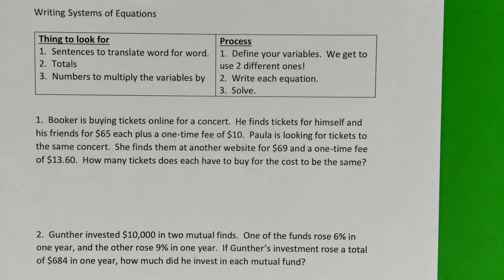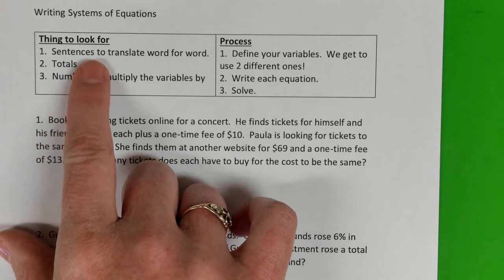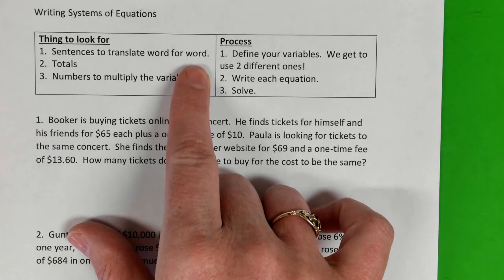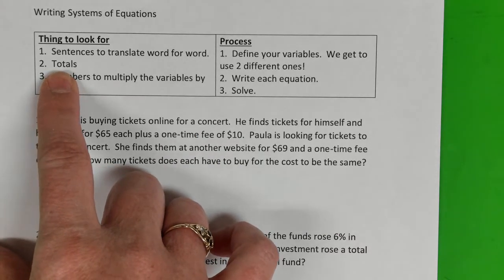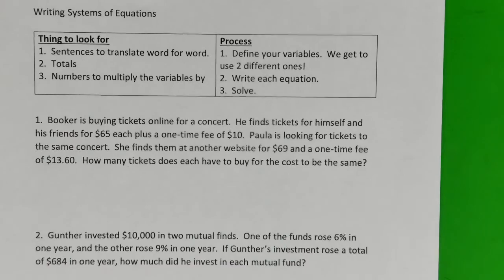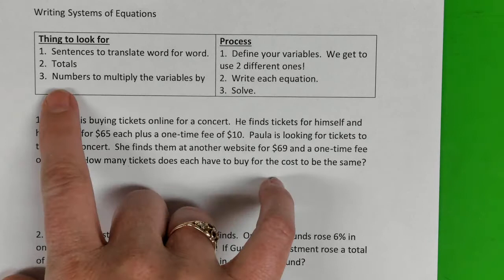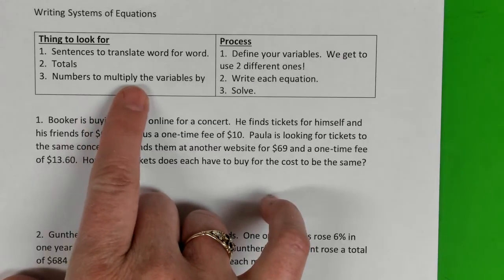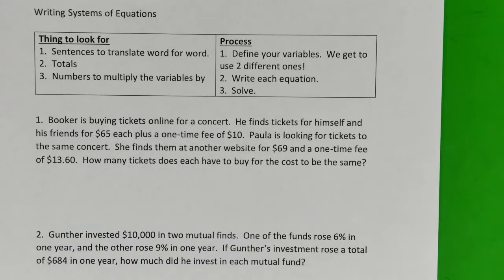Okay? So as we look at these 4 word problems, I want you to think about, is the word problem giving us sentences that we can translate word for word? Is the word problem giving us totals, like total amounts, a total cost, a total amount of tickets, a total amount of nuts, or whatever you're going to see. And then also I want you to look for numbers that you can multiply the variables by, like a cost per pound, miles per hour, something like that.